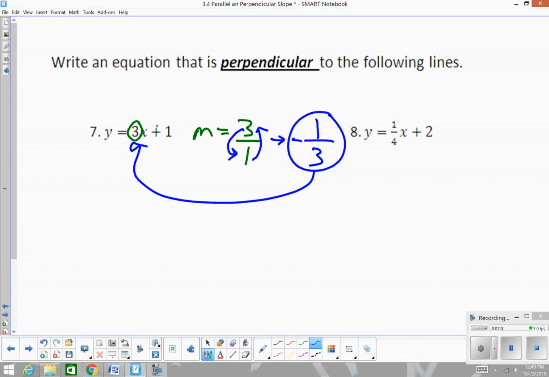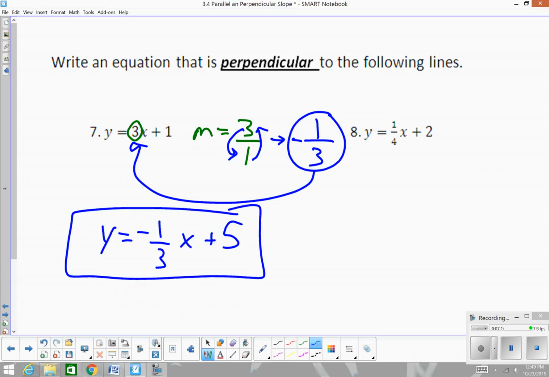I could keep that y-intercept or I could change it. Okay, so y equals negative 1 over 3x, let's say, plus 5. Okay, and that would be my perpendicular line. Awesome. Okay, good. I'm going to go ahead and try number 8. Let me go ahead and try number 8 as a money problem. Good luck.